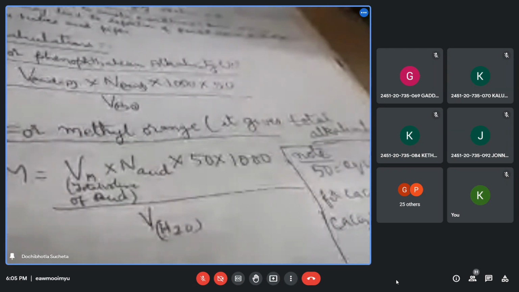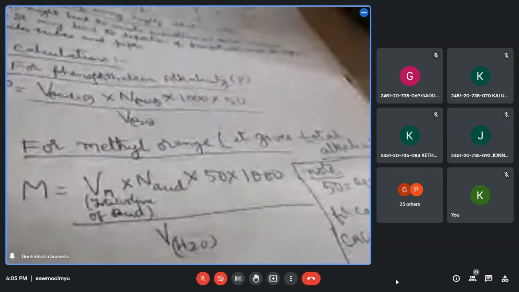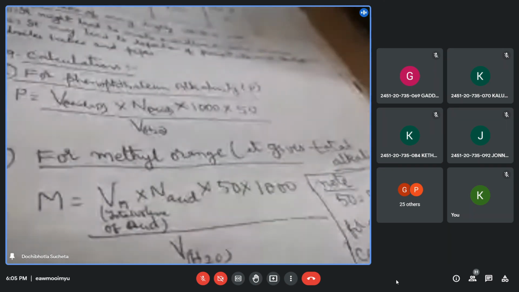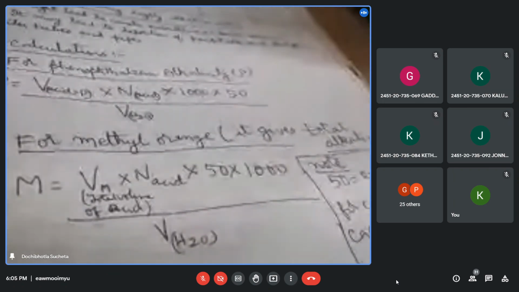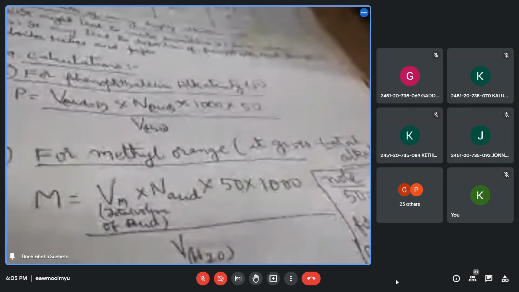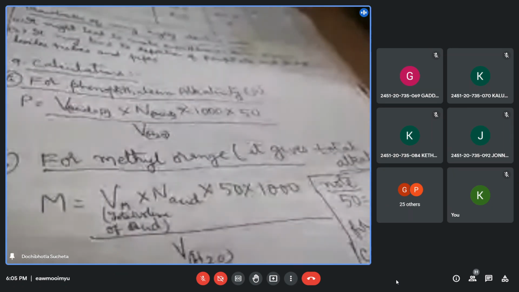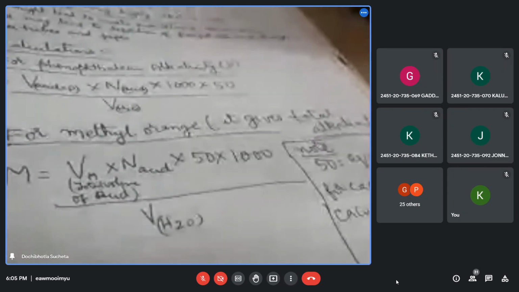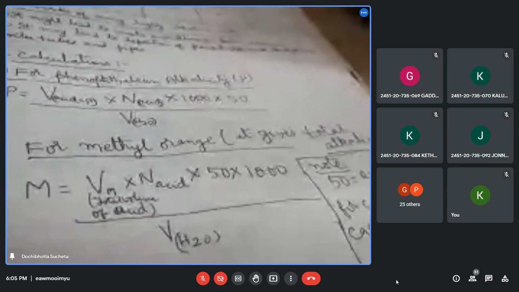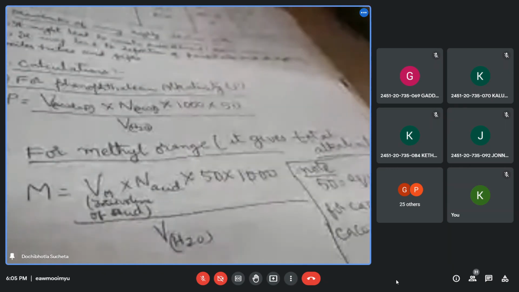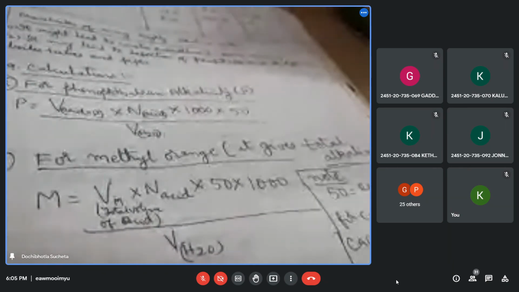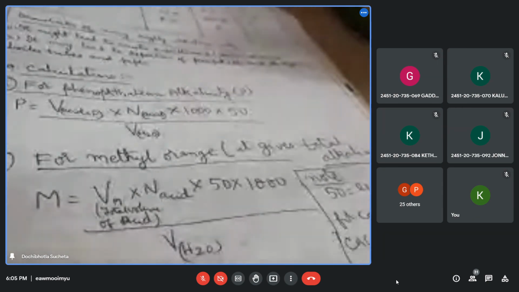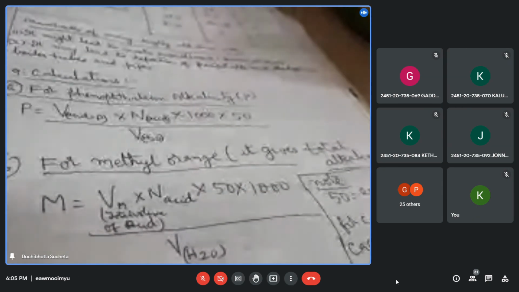Next, leads to sludge formation in pipes or tubes. Now, that finishes the alkalinity of water.